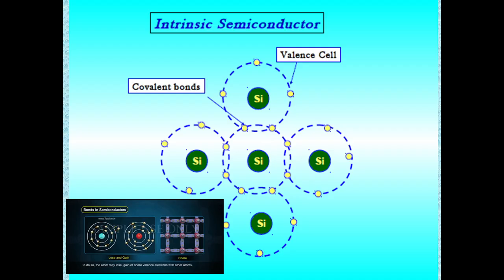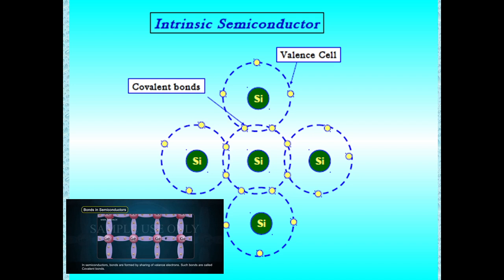Here we see about the intrinsic semiconductor, which is very well explained by the following diagram. We have seen that in silicon, the outermost orbit has four electrons.